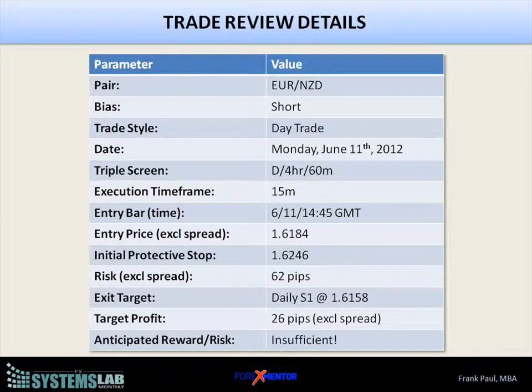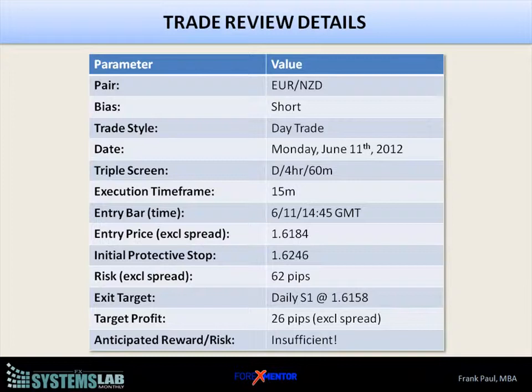So the initial protective stop here, using the technique we espouse in our foundation video, a so-called dynamic protective stop, would have been placed at 1.6246. That results in initial risk of 62 pips, not even factoring in the relatively high dealing spread of the Euro-Kiwi cross, which would have put it well over 70 pips for sure.